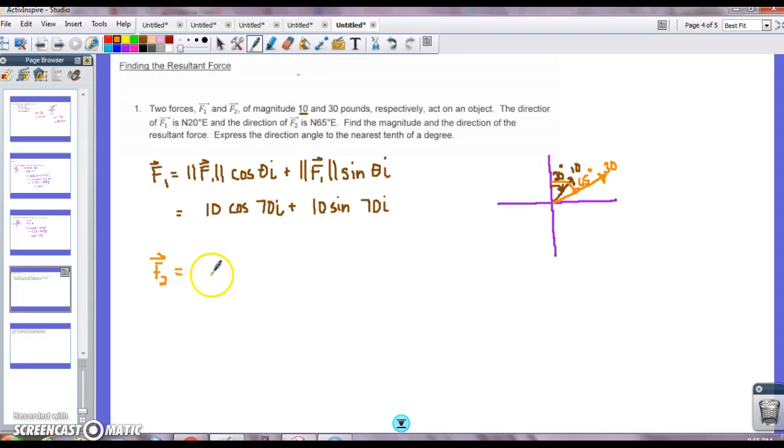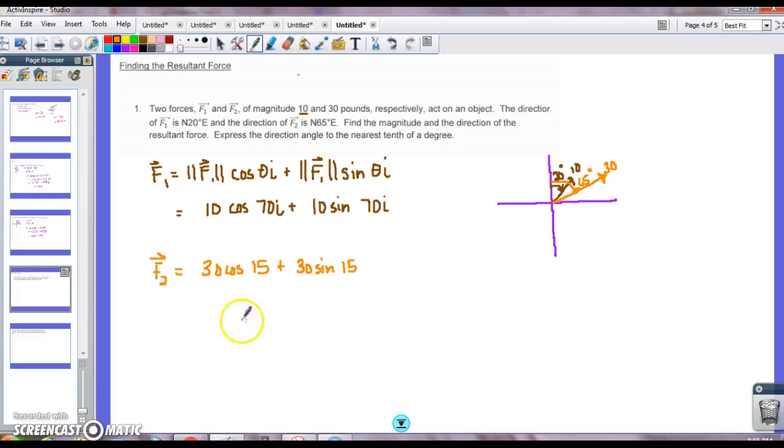And then I'm going to do the same thing for F2 to get my velocity vector. For F2, I have 30 cosine 15 i plus 30 sine 15 j. So those are my two velocity vectors. It says find the magnitude and the direction of the resultant. For the resultant, all I'm going to do is add my two vectors, my two forces together.